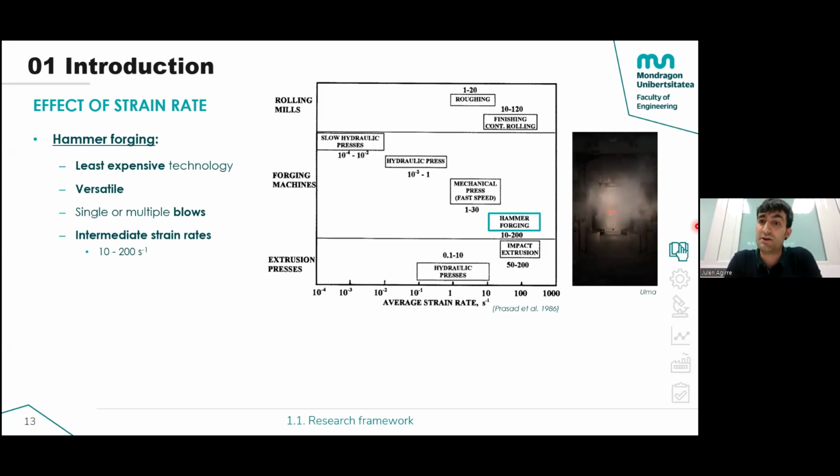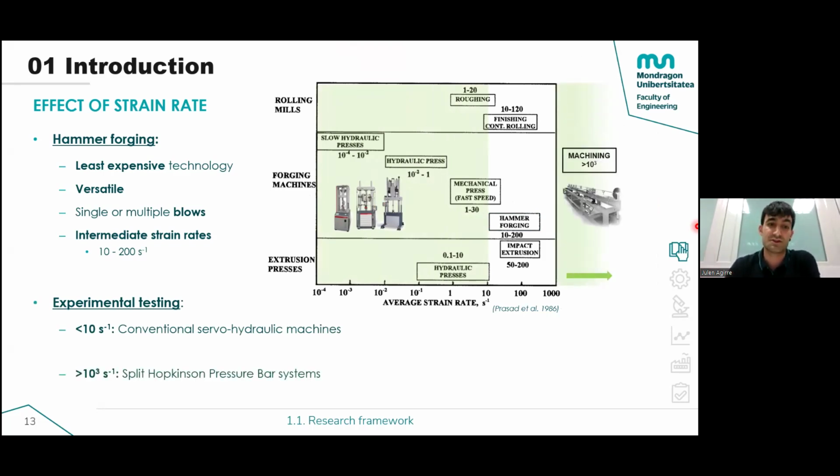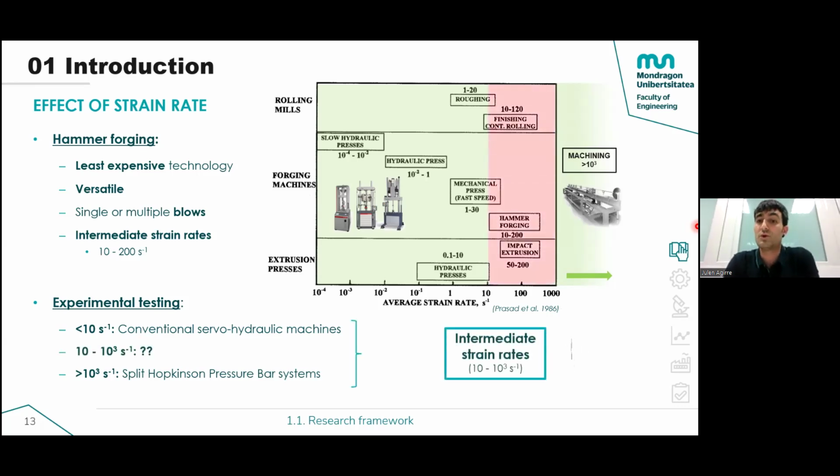Here you can see a video provided by Ulma Forging Company where you can see high-speed blows. So as I said, it's really important to characterize materials for the process conditions. For the lowest strain rate range, the conventional servo-hydraulic machines are used. For the higher strain rate range, split Hopkinson pressure bars are utilized. And there's a gap in between in which very few facilities exist to characterize materials, especially if you want to test at high temperature and also at high strain levels, which are involved in forging processes.